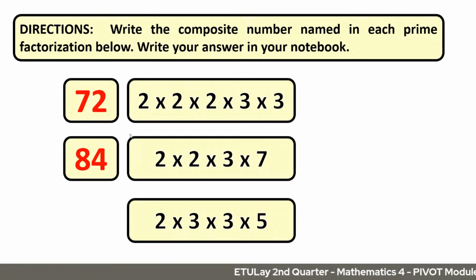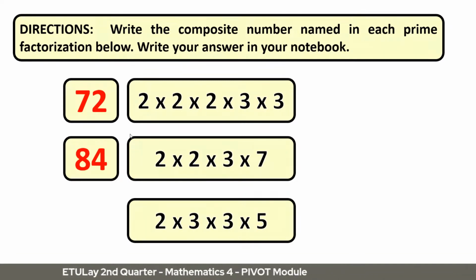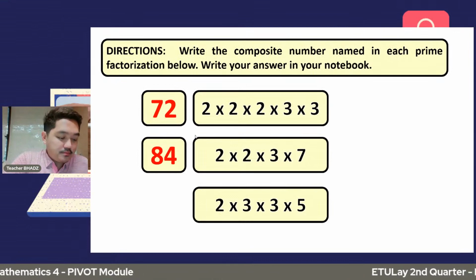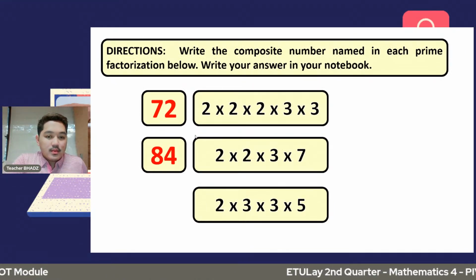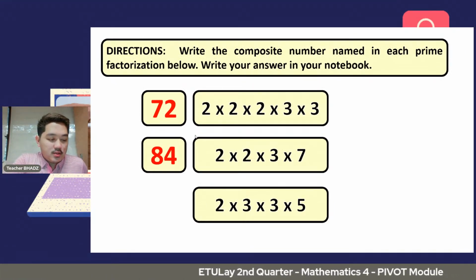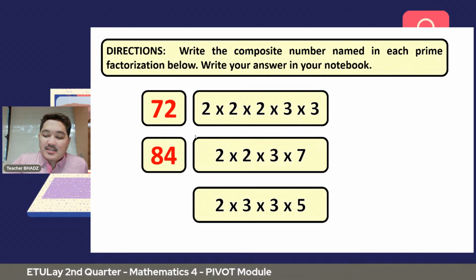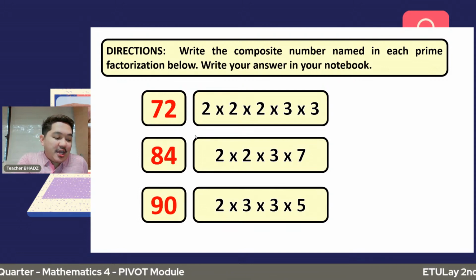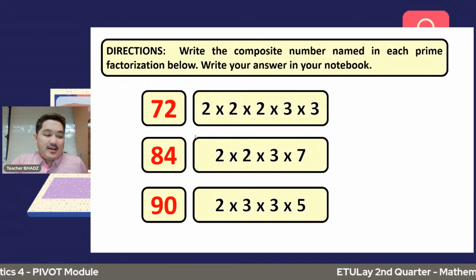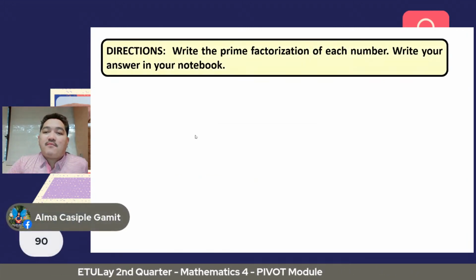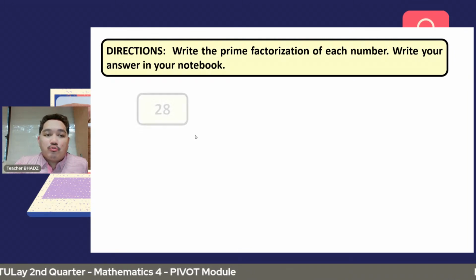Medyo may delay lang ng konti yung ating reception because of the signal. So let's have our last number, our third number. For our third number, the correct answer is 90. So ayan, mukhang lahat ay tumama sa 90. Next one, write the prime factors of each number. Write your answer in your notebook.